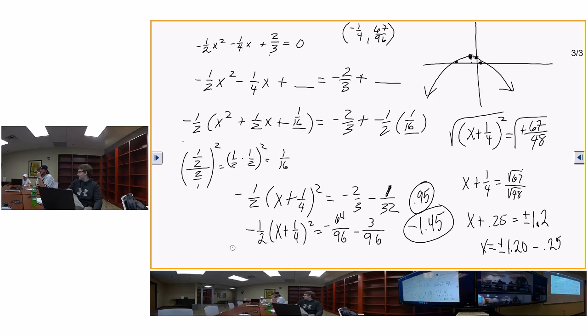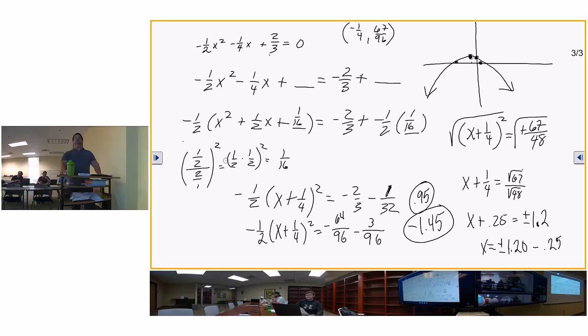Now, what do you do if you're given decimals? You use the quadratic formula that's been drilled in your head for the last 2 years, since Algebra 1 and Algebra 2. There, see, I knew somebody could sing it.